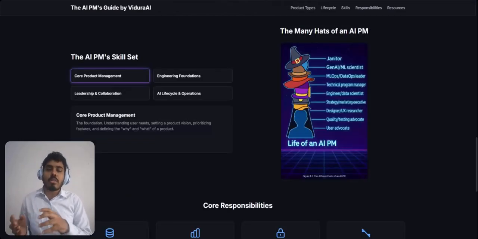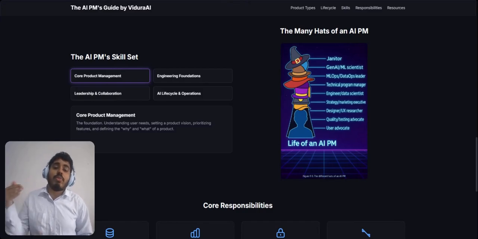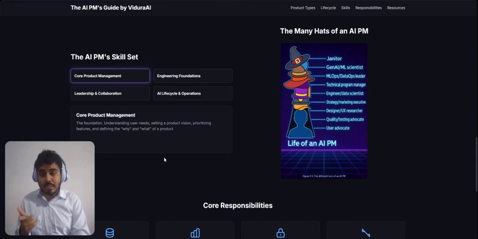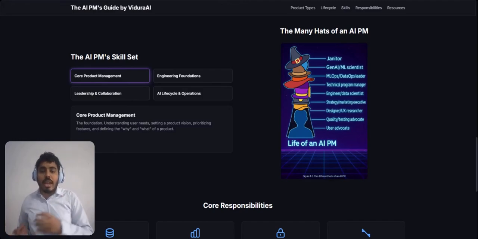So let's look at the AI PM skill set, because in the previous video I mentioned there are relevant skill sets that we need to equip if we want to be an effective AI PM. So being an effective AI product manager requires a combination of skills. Let's explore. The first one I have selected is core product management. This is your foundation. We have to understand user needs, set the product vision, prioritize the features, and define the why and what of our product. So these fundamentals remain crucial in the AI space.